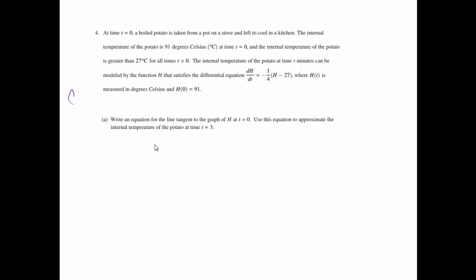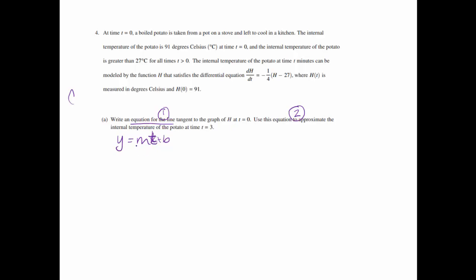Part A says to write an equation for the line tangent to the graph of h at t equals 0. Use this equation to approximate the internal temperature of the potato at time t equals 3. So we need to do two things. Write an equation of the line, and then use the equation to approximate the temperature. If I want an equation of a line, I know that I have y equals mx plus b, and since we're talking about t instead of x, I'm just going to change that to a t.